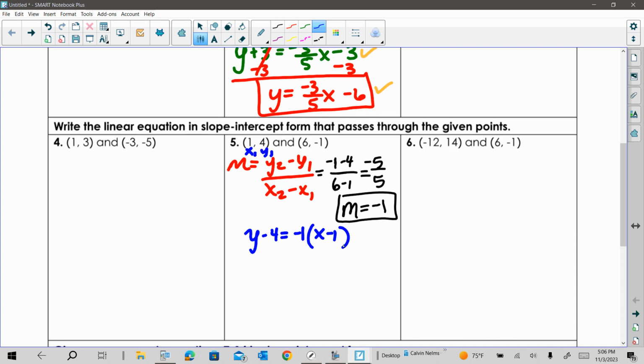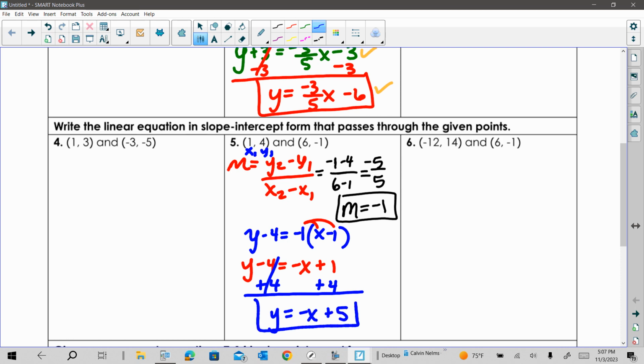And they still want this in slope-intercept form, so we're still going to distribute. So we have y minus 4 equals negative (x plus 1). And then we are going to add 4 to both sides, and we get y equals negative x plus 5.